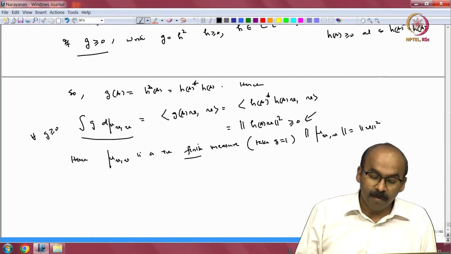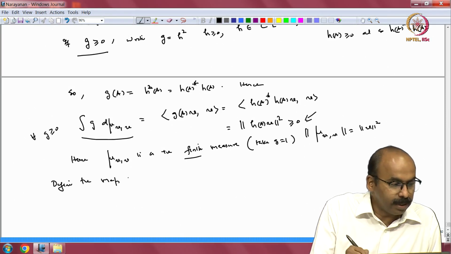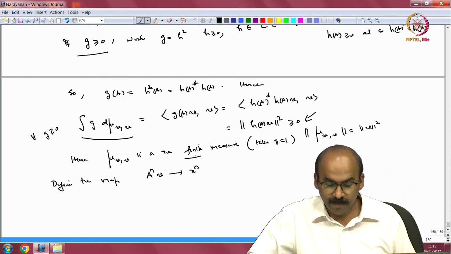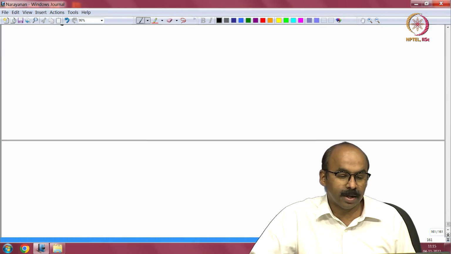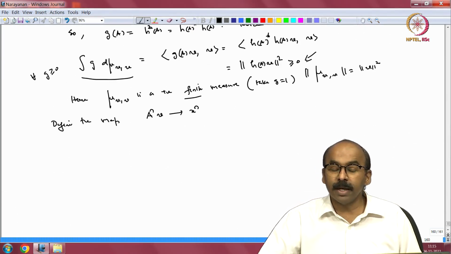So, now we can define the map A to the n v goes to x to the n. Okay. So, from where to where? A to the n v is in the cyclic subspace you are generating, that is a vector in the Hilbert space, right, and I am sending it to x to the n.